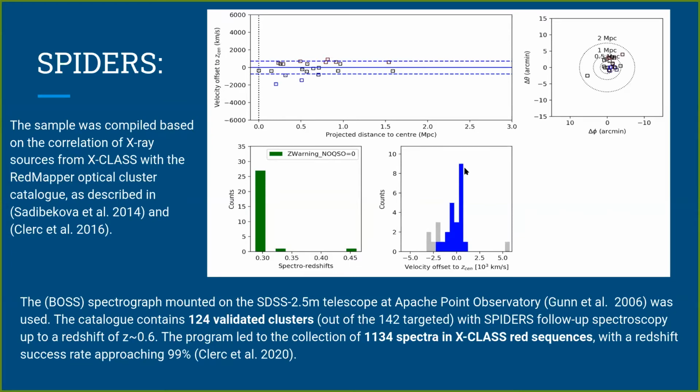We also included in our sample a subsample followed up by SPIDERS, which is actually the spectroscopic identification of Rosetta sources with the SDSS 2.5 meter telescope. So these are actually 124 clusters which have more than 1,000 spectra in X-class red sequences. So there is a lot of information there for this subsample.